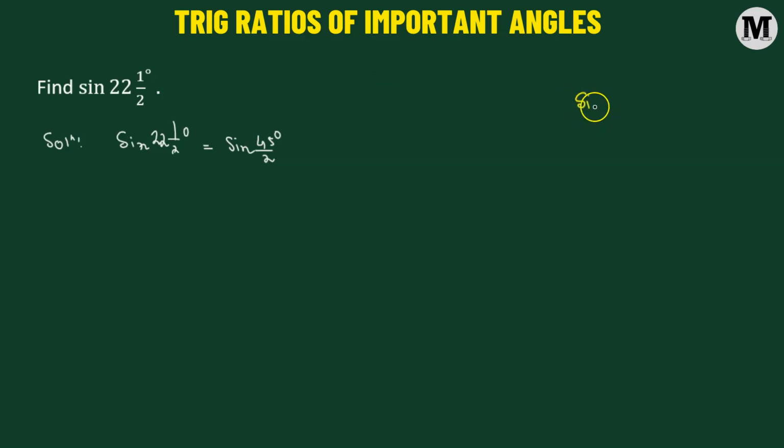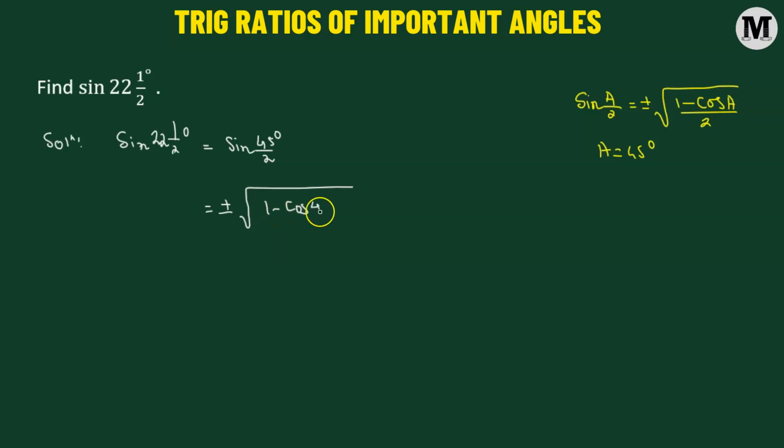Whenever we have sine of the half angle A, that means sine A over 2, this is given by plus or minus, we're going to get two values, square root of 1 minus cosine of angle A over 2. Now in our case here, A corresponds to 45 degrees, which means that sine 45 over 2 can also be expressed as plus or minus square root of 1 minus cosine of 45 degrees divided by 2.